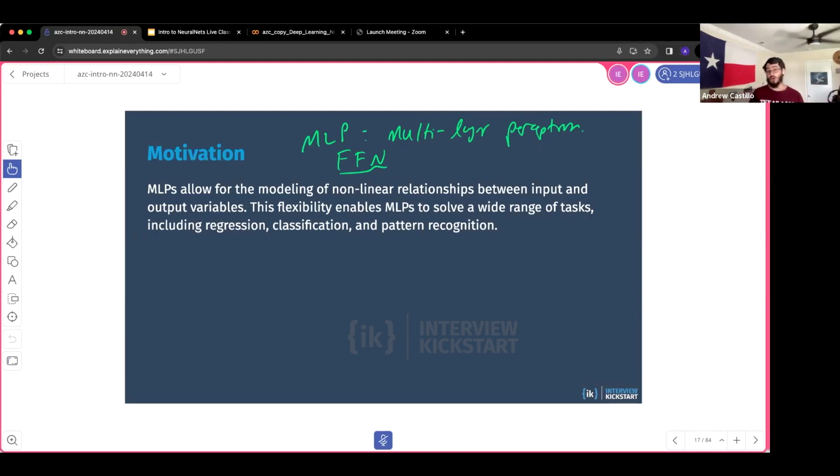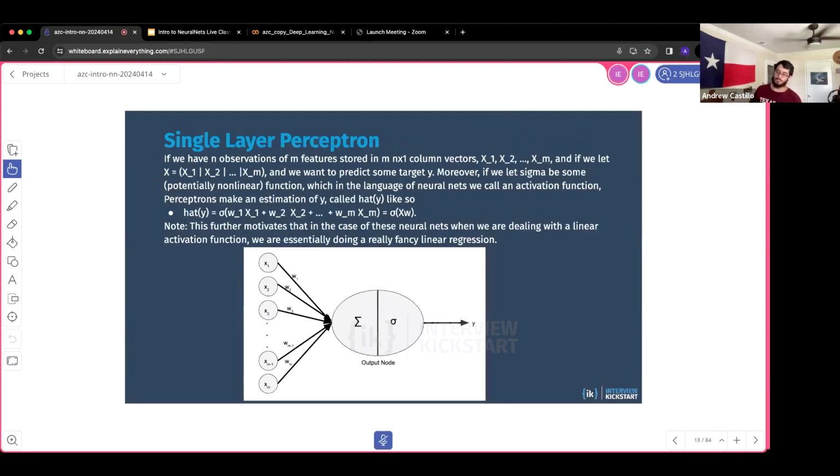text classification, all those different things that you can do with machine learning models, but in a basic feed-forward architecture. So the multi-layer perceptron is the simplest kind of feed-forward neural network. But before we talk about a multi-layer perceptron, we definitely want to talk about single-layer perceptrons. These are essentially the neurons in the multi-layer perceptron.